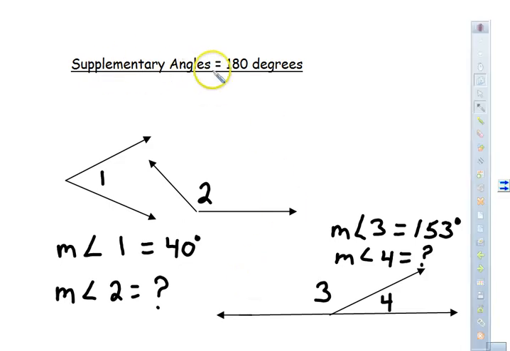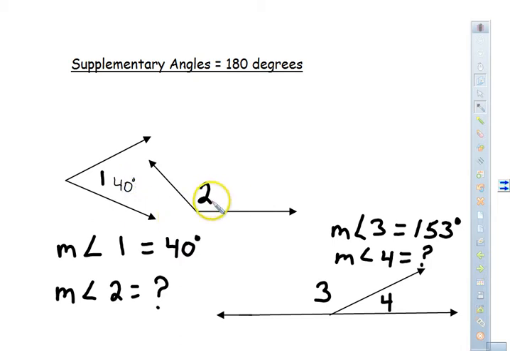Alright, so now you have supplementary angles. They equal 180 degrees. That's two angles added together will give you 180 degrees. So if we take the measurement of angle 1, this again stands for measurement. This little symbol right here looks like a less than sign, but it's not. It's actually an angle sign. So it's the measure of angle 1, which is this angle, will equal 40 degrees.